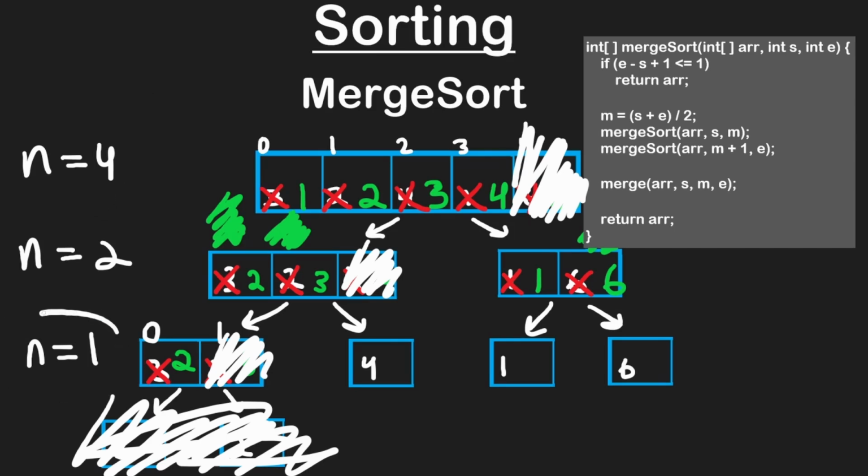Well, if we were starting at 1 and then multiplying it by 2 every single time, that would be something like 2 to the power of n. But we're doing the reverse of that. We're dividing it by 2.